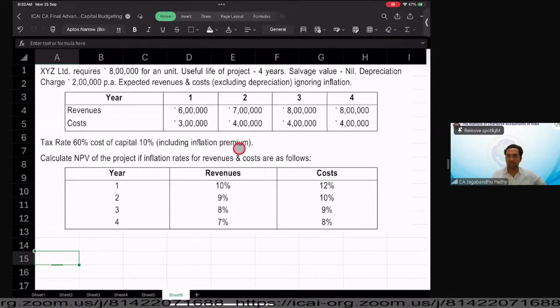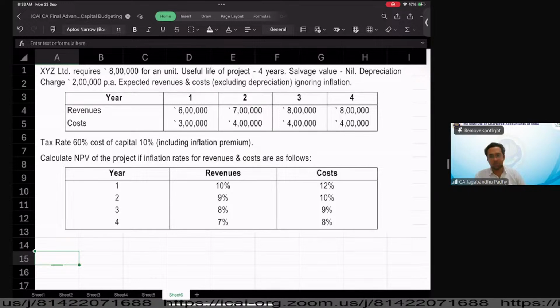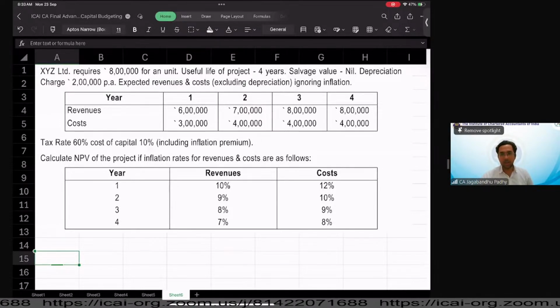I mean, are these cash flows real cash flows or nominal cash flows? Revenues, are they real revenues or nominal revenues? And the same goes with costs. Real or nominal? Real or nominal, guys? Yeah, they are real, because they are saying that we have not considered inflation in this. There's no impact of inflation in this, right?